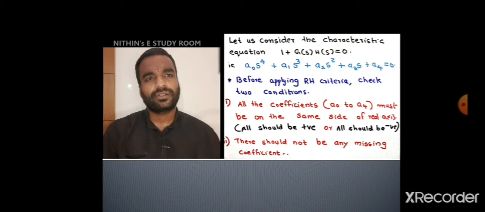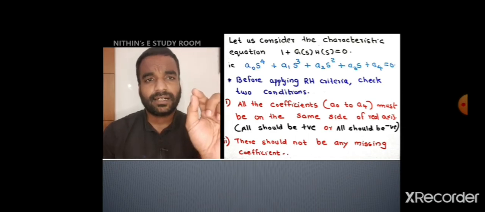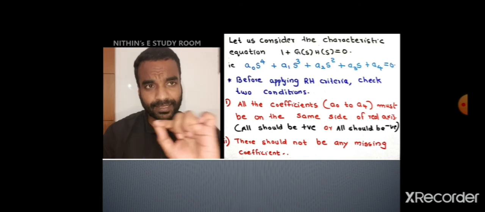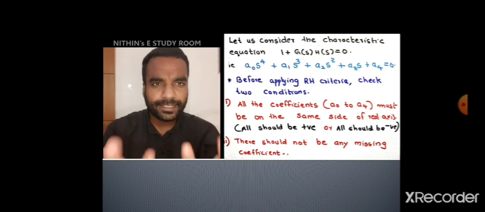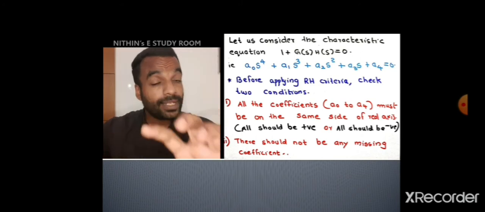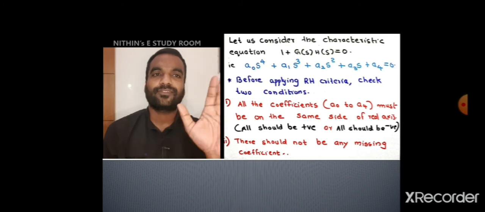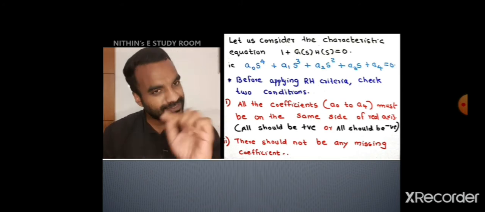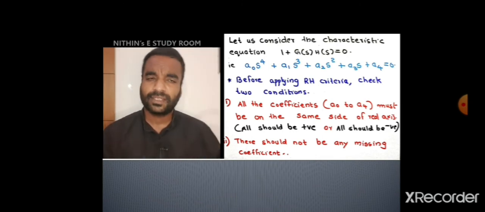You don't need to do all these things, but the point is that 1 plus G(s)H(s) is equal to 0 means you will get a denominator, and that will be cross multiplied. If you are taking the characteristic equation from the transfer function, you should say that the denominator of the transfer function is equal to 0. Here you are not taking the denominator, you are just taking 1 plus G(s)H(s) is equal to 0. So its denominator will be equated, cross multiplied, and that will also be equal to 0. Anyhow, please check that these two conditions are the same.